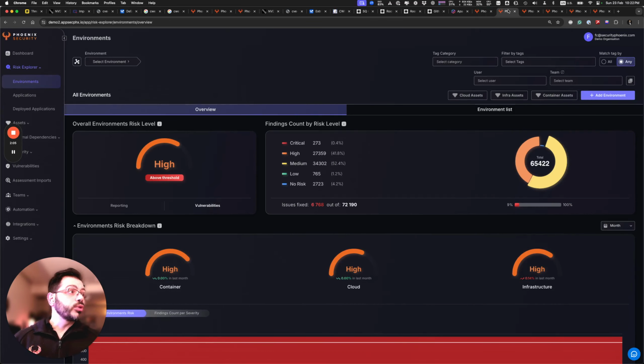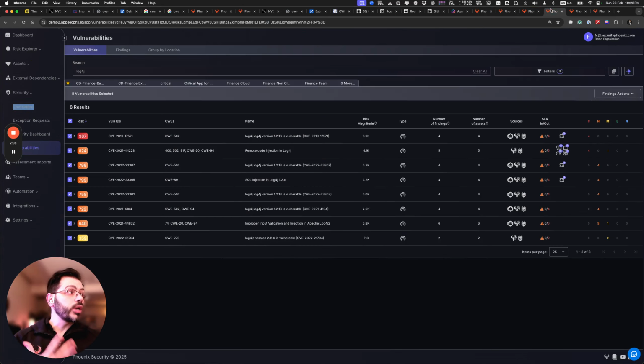Now, the most important element that I wanted to get out of all of this was, if I have a particular vulnerability like Log4j in this particular case, how many vulnerabilities do I have that I knew already? What is the aggregated risk of all of these vulnerabilities?